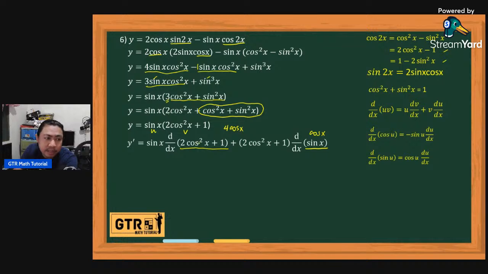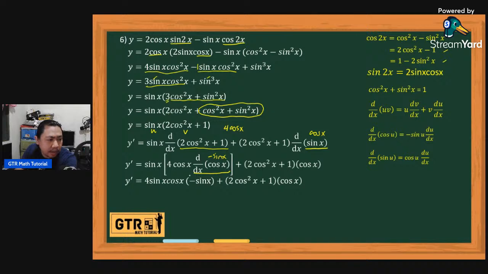Okay, so derivative of cosine x pa. And then plus 1, derivative of 1 is 0. So therefore we have, ayan, 4 cosine x, derivative of cosine x. And then just evaluate this. Derivative of cosine x is equal to negative sine x. So let's just simplify. We have 4 here and then negative, so negative 4 lalabas dito. This is the negative sign.